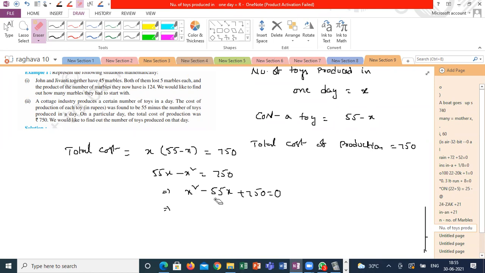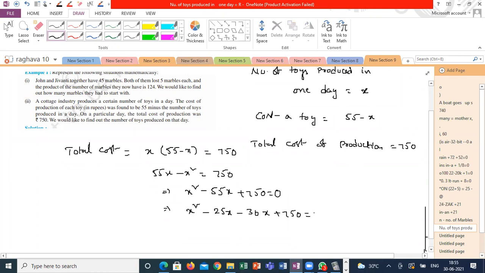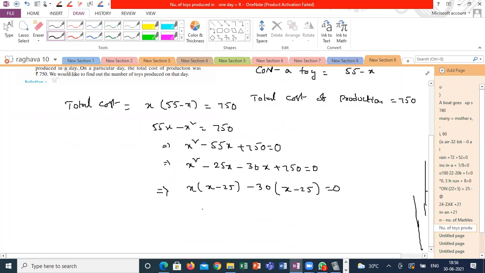Guys, has anyone got the combination? Harita, Vaishnavi? Yes, sir, I got it, sir. X square minus 25x minus 30x plus 750 is equal to 0. Correct. X into x minus 25. If I am taking minus 30 common, x minus 25. So this will be x minus 25 into x minus 30. X is equal to 25 comma 30.